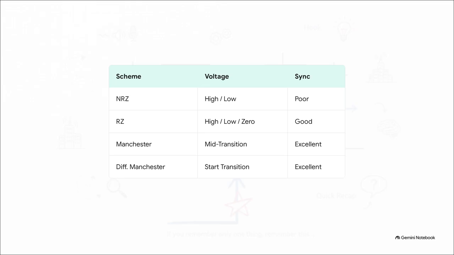Then we have Differential Manchester, which takes it one step further. It still has that mandatory mid-bit transition purely to keep the clock synced, but the actual data is represented by what happens at the very start of the bit. A transition at the start might mean a 0, while no transition at the start means a 1. By separating the clock transition from the data transition, this scheme becomes incredibly robust against electrical noise and accidentally reversed wiring. It's a real game changer.